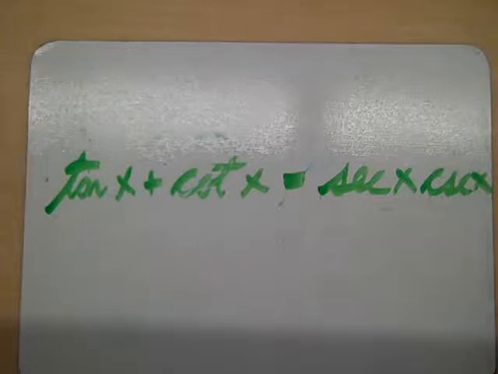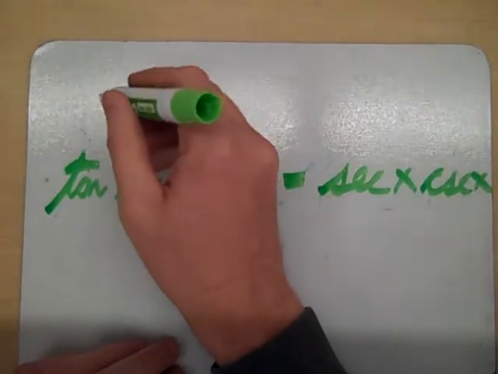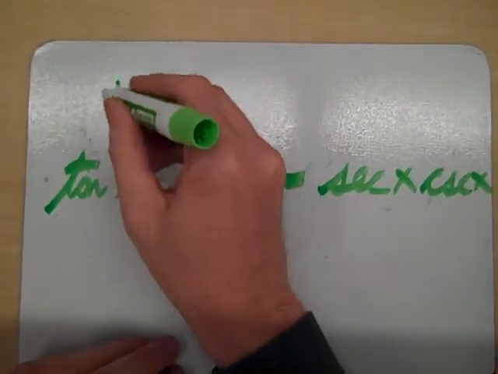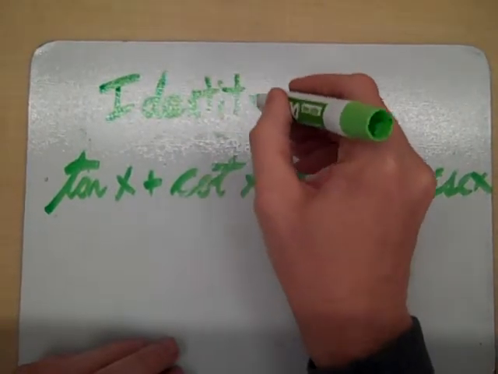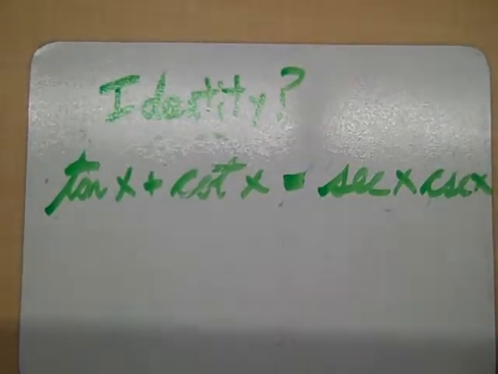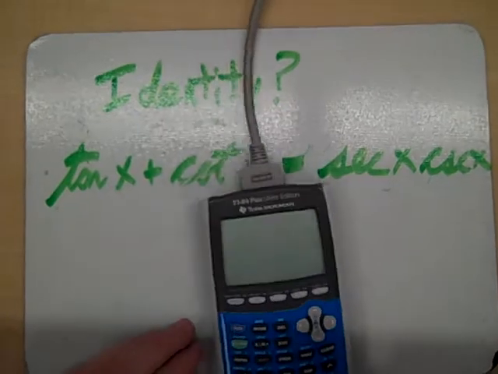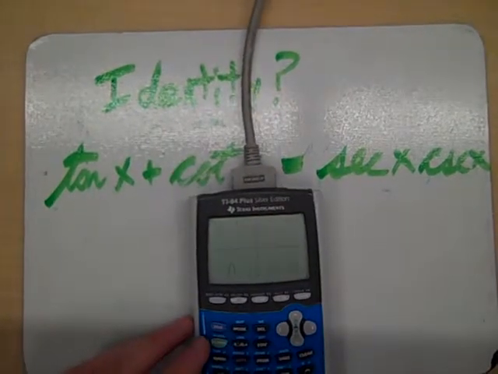Tangent of x plus cotangent of x equals secant of x times cosecant of x. All I want to do here is ask, does this appear to be an identity? I'm not going to prove it, just going to ask, does it appear to be an identity? And to find out, we will put this in the calculator.